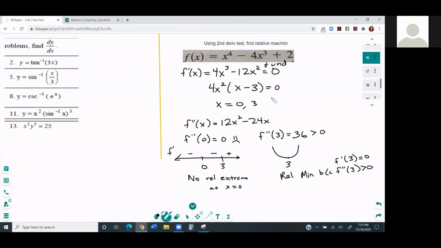So I'm kind of wondering when do you use the second derivative test? Oh, great question. So you only have to use it if you run into a case.